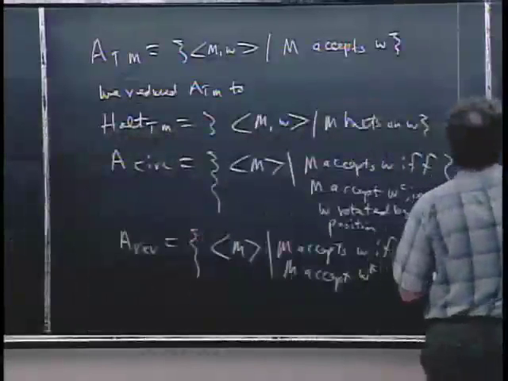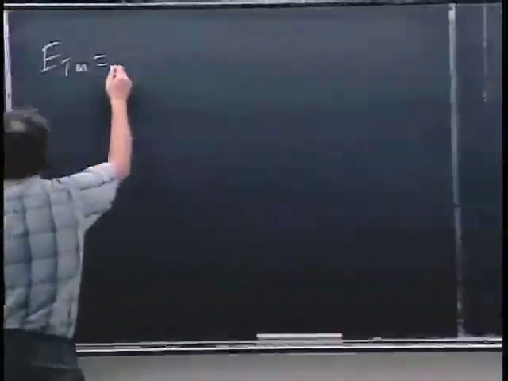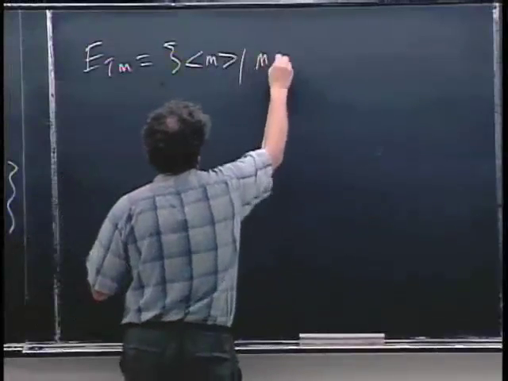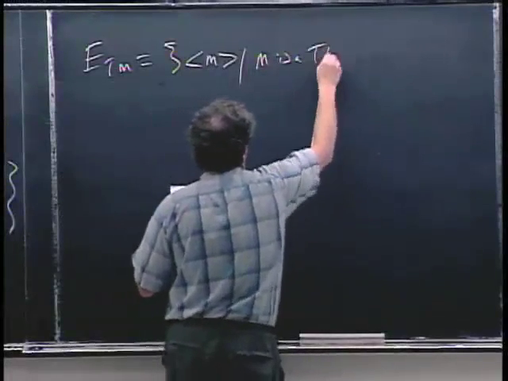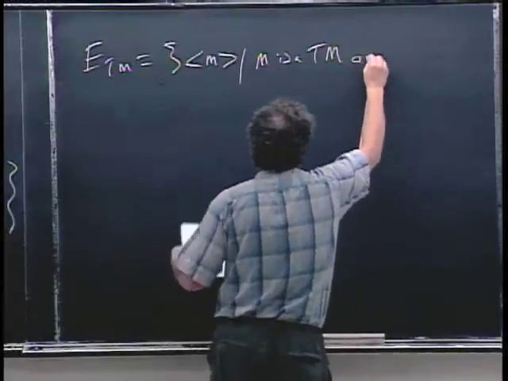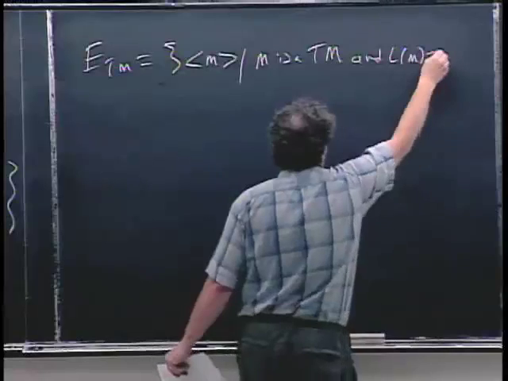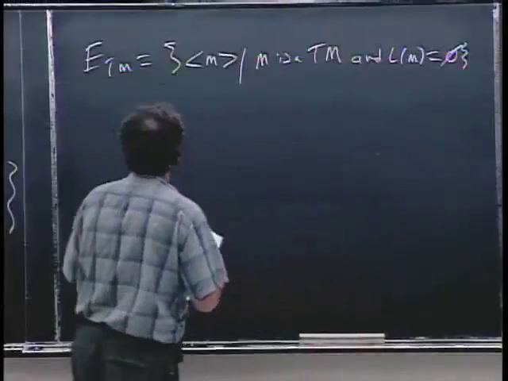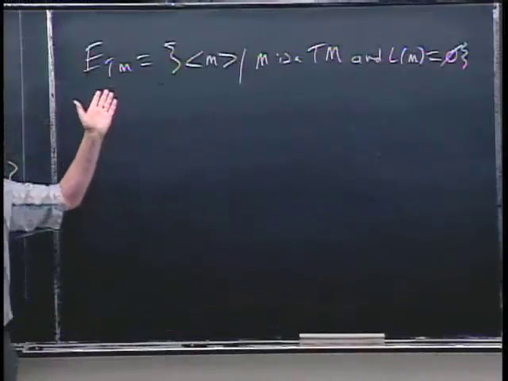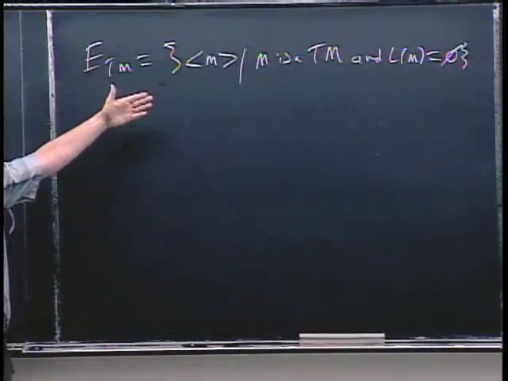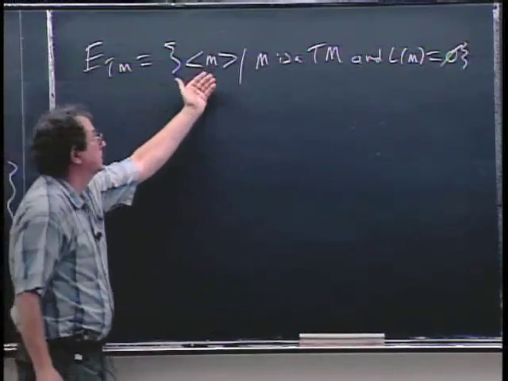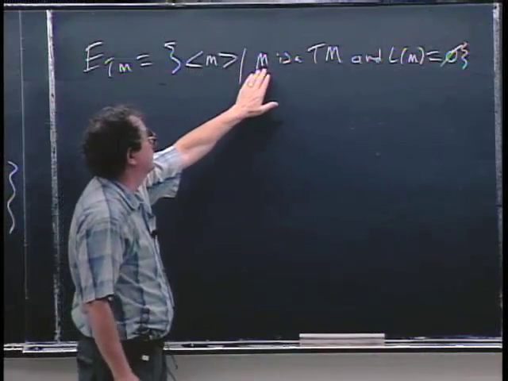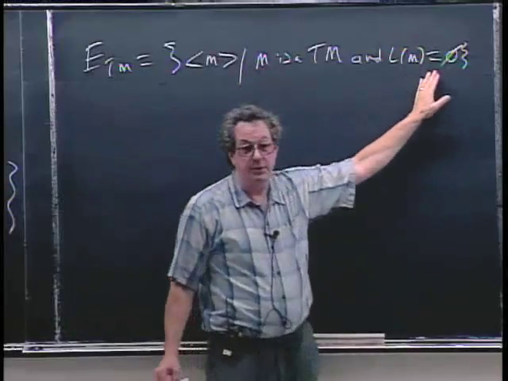ETM, that's the set of M such that M is a Turing machine, and L of M is equal to the empty set. Okay? So ETM here, the E stands for empty. This is the language of all descriptions of Turing machines such that each of those Turing machines only accepts the empty language.